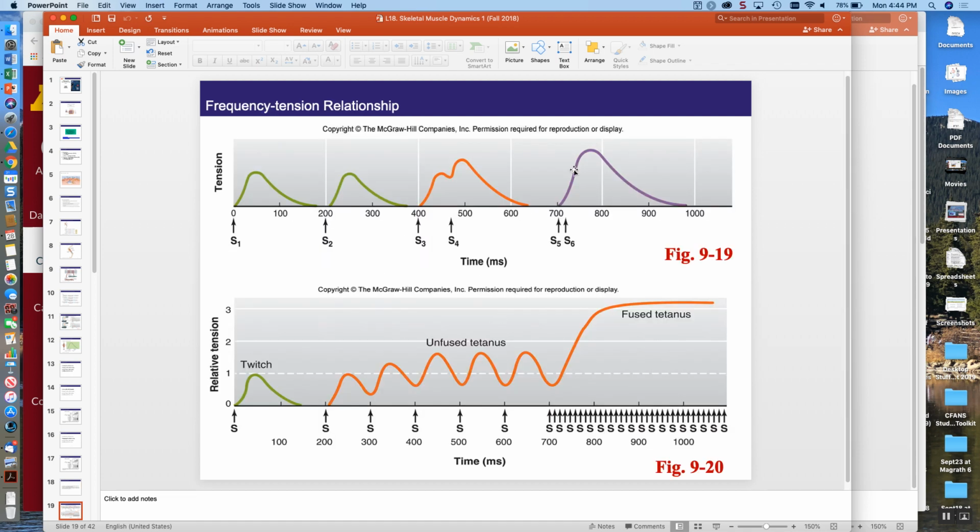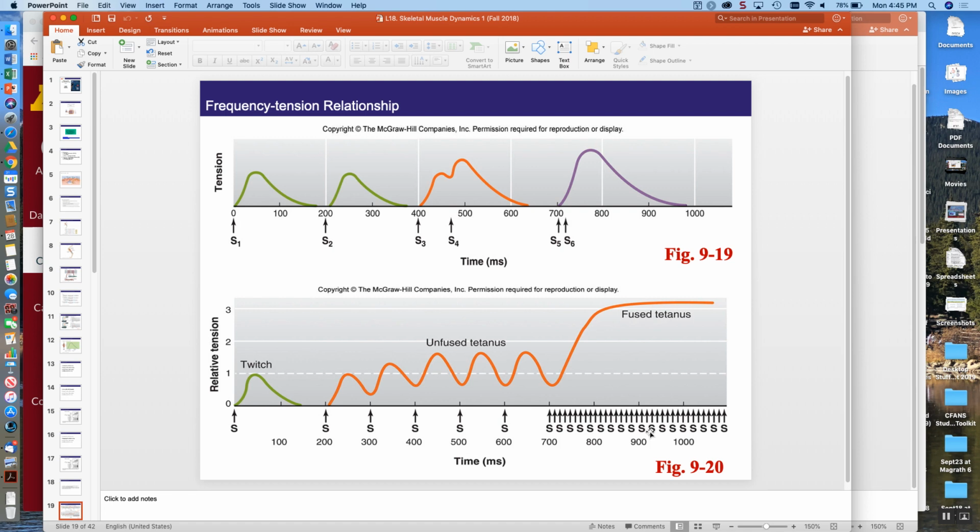So you can get unfused tetanus. We've reached tetanus here because we can't achieve any more force at this frequency. And then we can also get fused tetanus. At this frequency, you can see that there's no relaxation whatsoever. And you can generate even more force at that particular frequency.